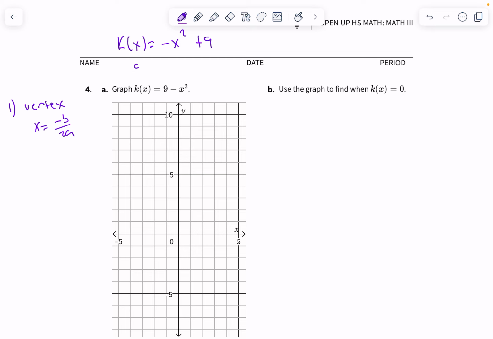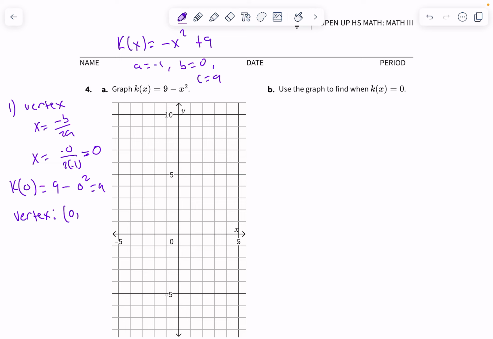So a here is negative 1. B is equal to what? 0. And then C is equal to 9. So my x here is equal to negative 0 over 2 times negative 1, which is just going to be equal to 0. Good. That's kind of helpful for us in a way because we don't have to do a lot of work. Now we find k of 0 is equal to 9 minus 0 squared, so it's equal to 9. So my vertex is going to be where?